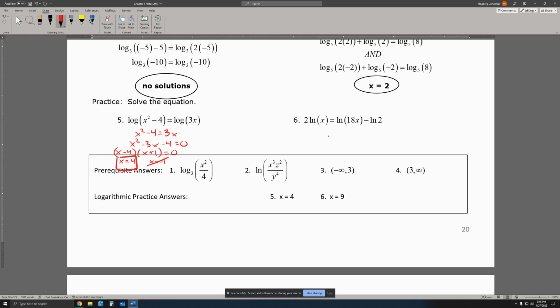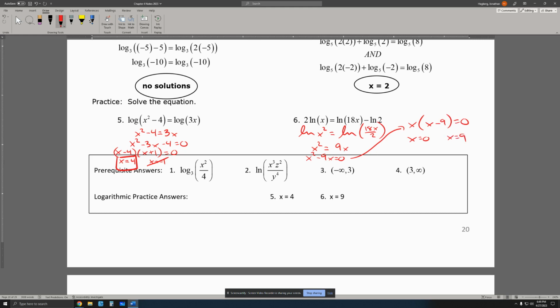Number 6, I notice on the left-hand side we can use our power rule, so this is natural log of x squared equals, we've got our quotient rule, so this would be natural log of 18x over 2. So now we have x squared is equal to 18x divided by 2, which is 9x. So I'm setting those arguments equal to one another. We've got the natural log on both sides. And then I'm going to subtract 9x from both sides. So we get x squared minus 9x equals 0. Factoring out a GCF of x, we get x times the quantity x minus 9 equals 0. And we get two solutions, x equals 0, x equals 9.